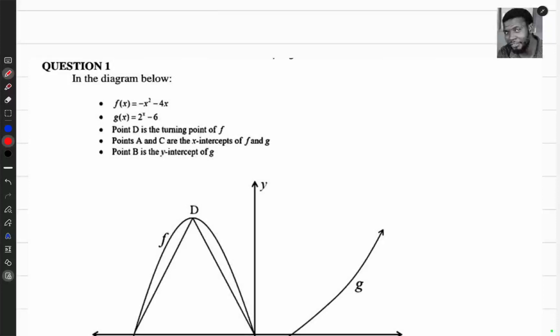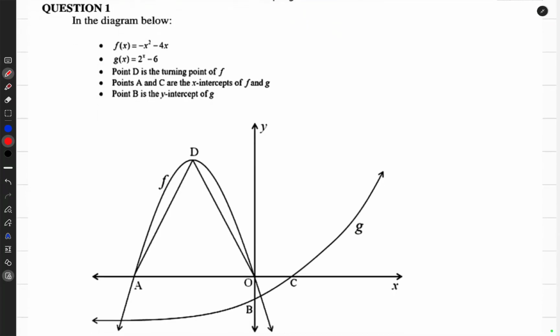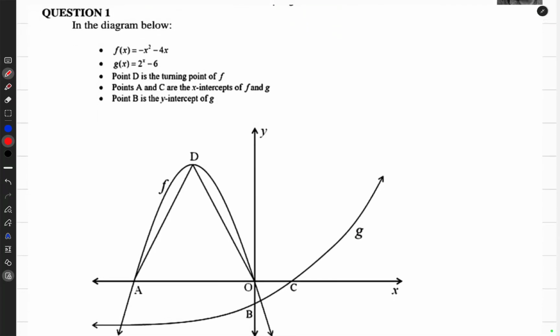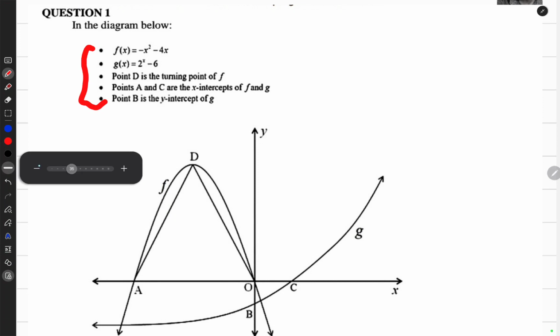So let's go and look at this challenge question, guys. This is a grade 11, grade 12 question. As you can see there on the screen, we've got a function question. We've got two graphs there, well drawn, a parabola and an exponential. So this is the information we're given. It's so important to understand what exactly you are given.